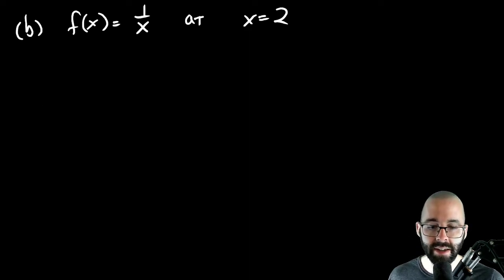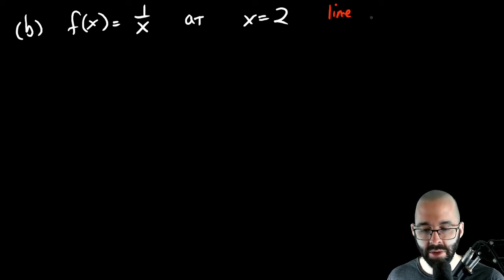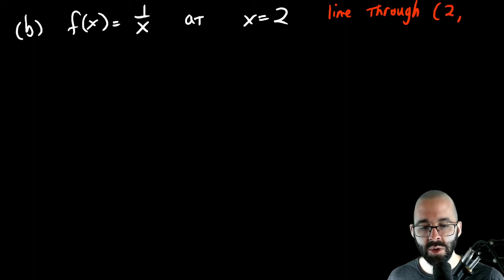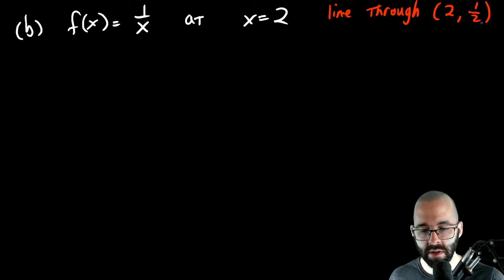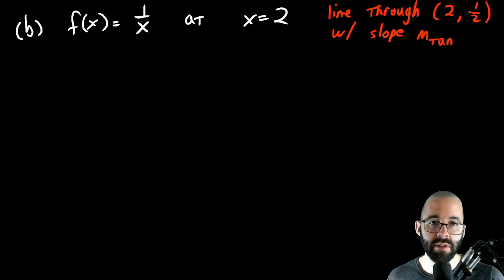Sorry, the tangent line is a line that passes through the point 2, f of 2. f of 2 is the function value at 2. Just plugging in 2, the y value at 2 is going to be 1/2. And again, the slope of that tangent line is the derivative, m sub tangent, that we had those 2 definitions. And again, you can do it in 2 different ways to find m tangent.